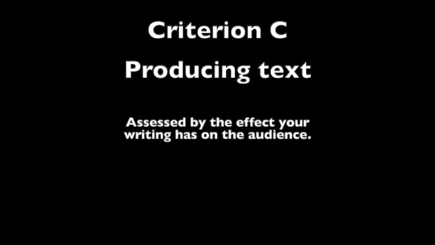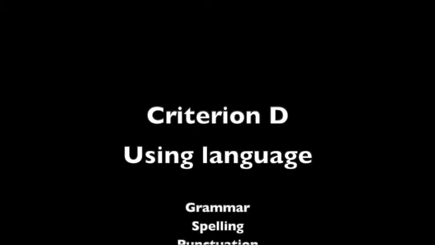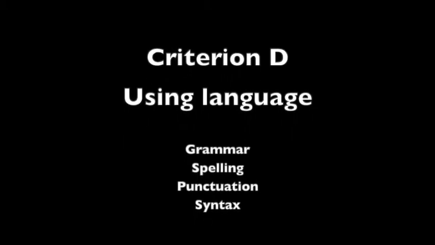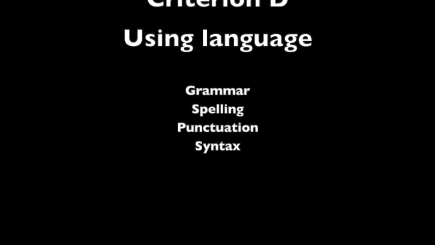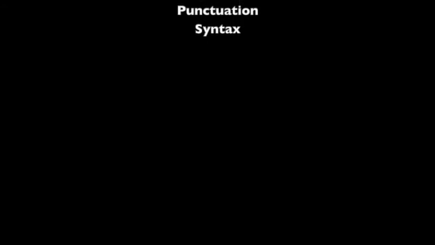Criteria C, producing text, will be assessed by the effect that your writing has on the audience. I'll be asking you to use imagery, show, don't tell language, as I prefer to call it. And for criteria D, using language, as always, you'll be graded on your grammar as well as spelling, punctuation, and other matters of syntax. I'll make corrections on your paper as you go through. Your mark, your final score, will come from that which you submit to me and say, based on what you've taught me so far, that's the best work that I can do.